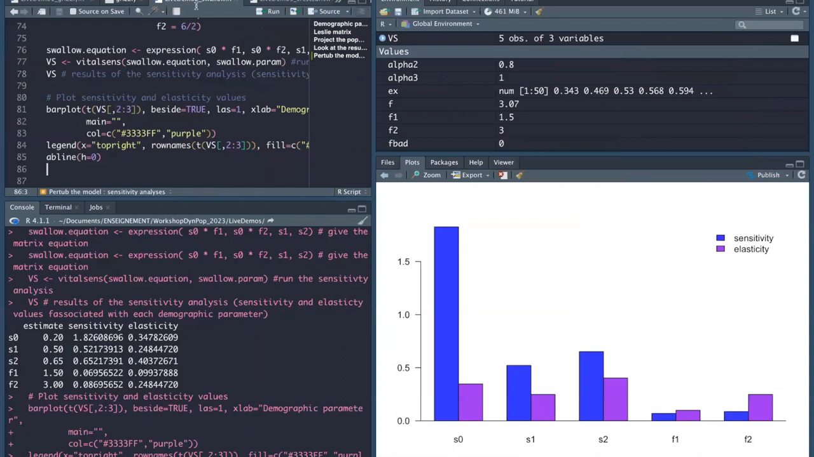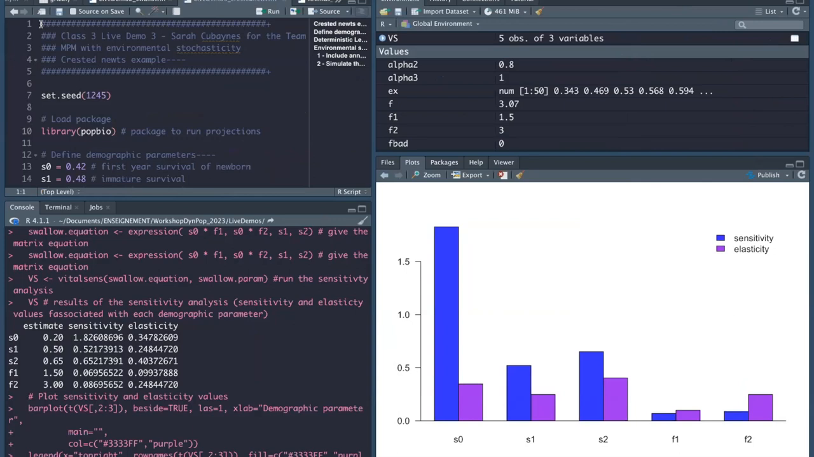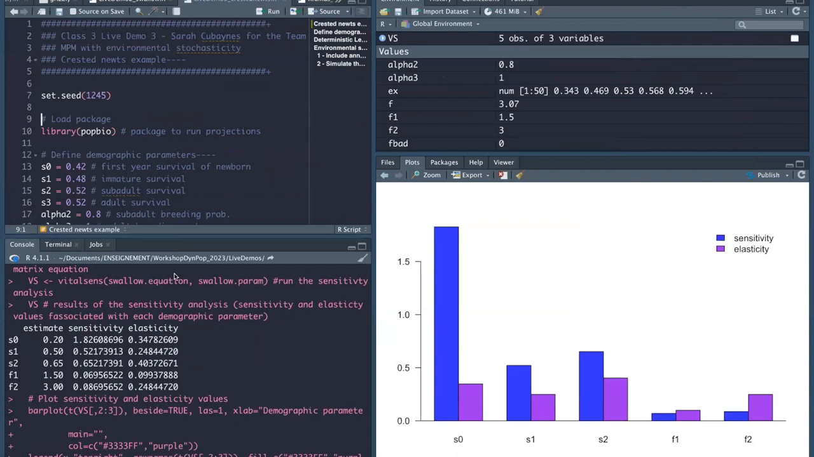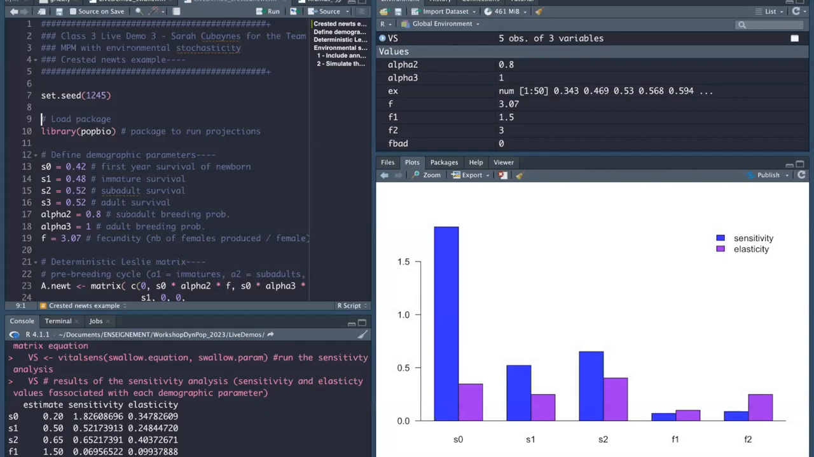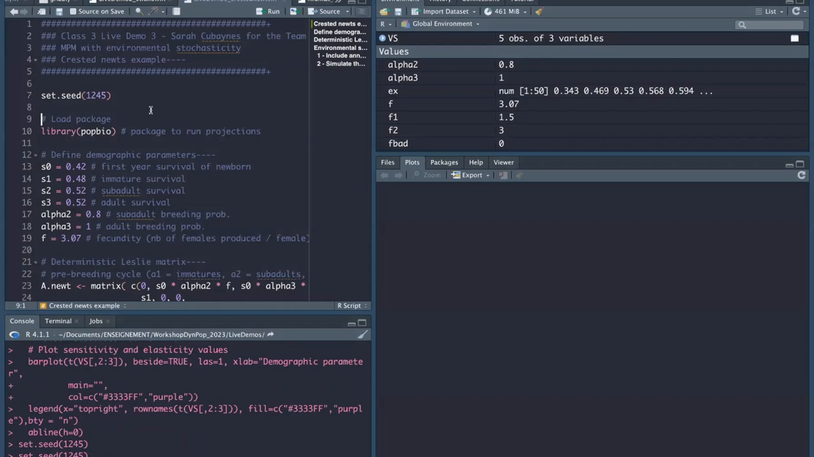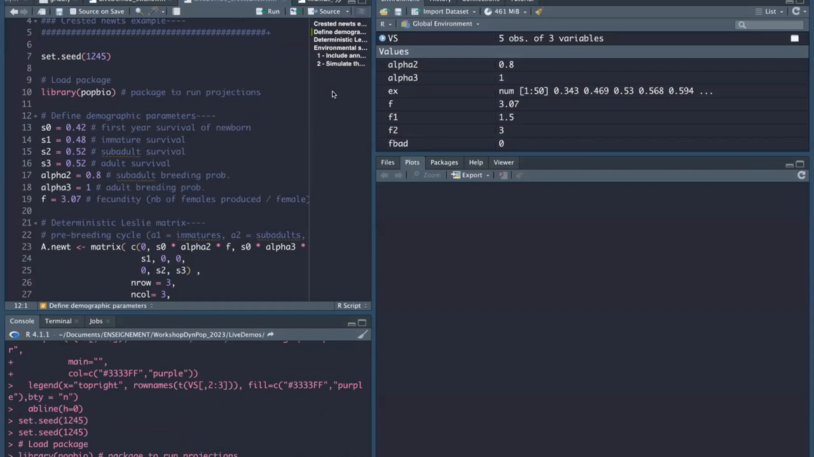So that's the third live demo. You should have the script in class 3 live demo, and it's all in one script for you. So let's delete this. Okay, so we're going to use the package popbio again to run the simulations with environmental stochasticity.